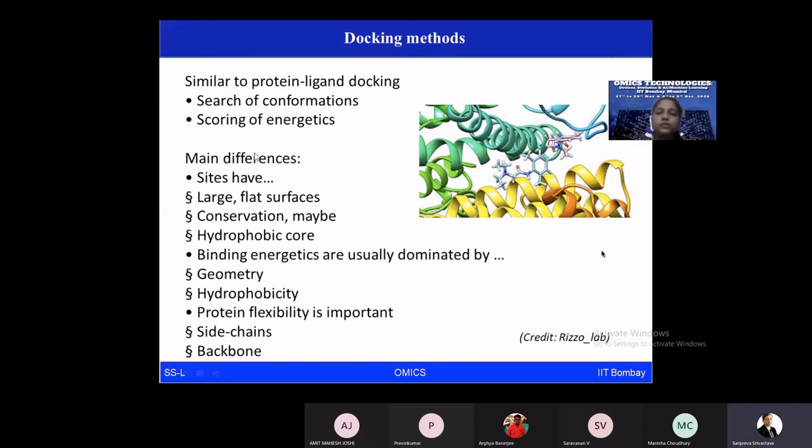The differences between the two are as follows. In protein-protein docking, the surfaces where the proteins interact are large and flat. Mostly the residues are conserved and they have a hydrophobic core. Binding energetics is usually dominated by the geometry of the proteins and the hydrophobicity of the residues present in this interface. Protein flexibility is important in protein-protein interactions, and it is contributed mostly by the side chains and the backbones.